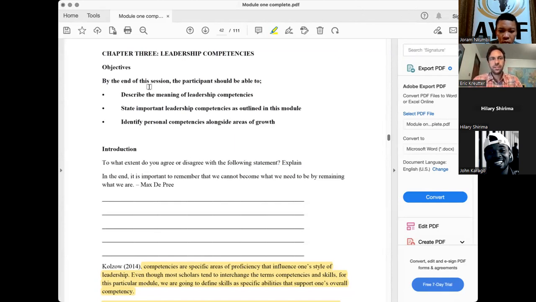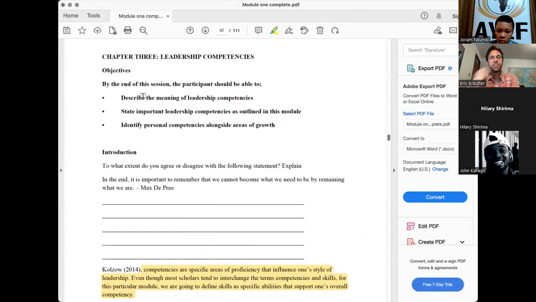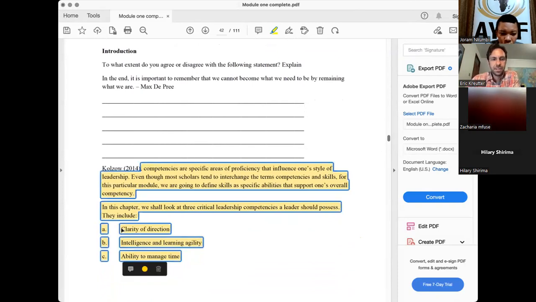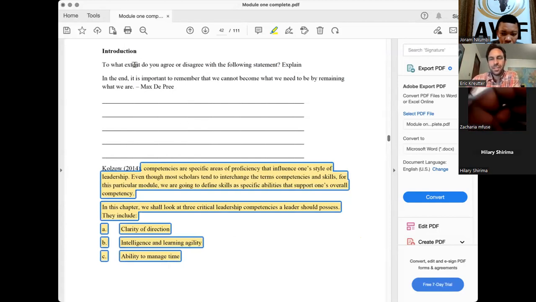Okay, so this is the chapter that we're discussing this morning. Leadership competencies, and in specific, there's three main things that we're going to be looking at. For those who are taking notes, the three points are here: clarity of direction, intelligence and learning agility, and ability to manage time. So if you listen to anything and take away anything and write anything, that's the cheat sheet right there. The notes give you the answer on the whole lesson right there.